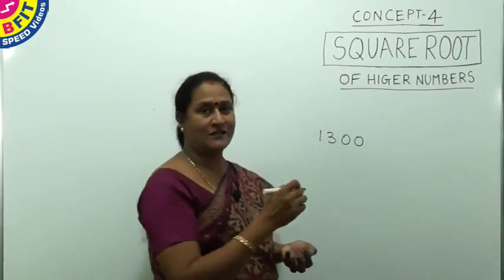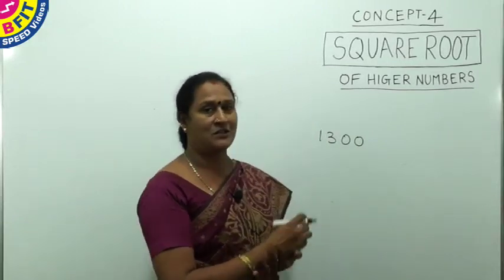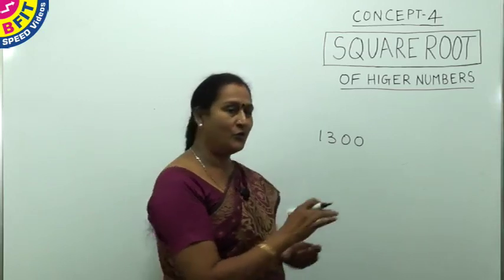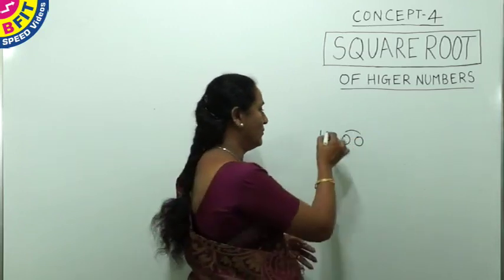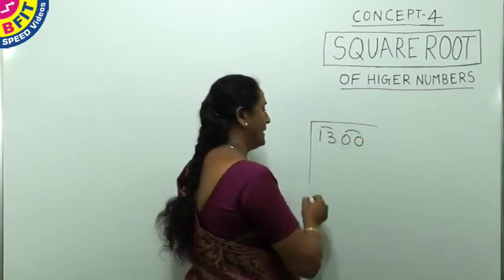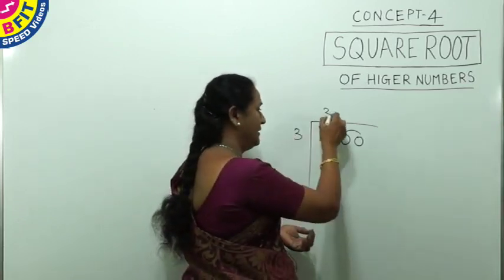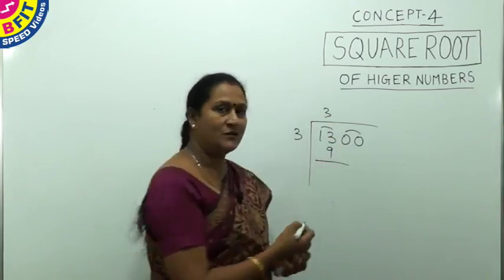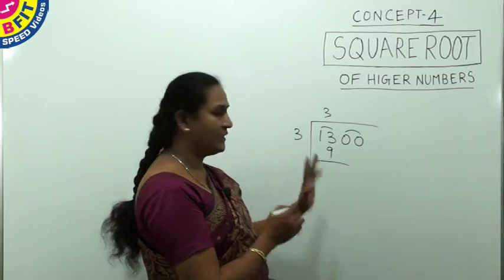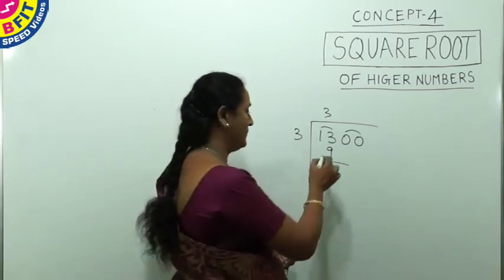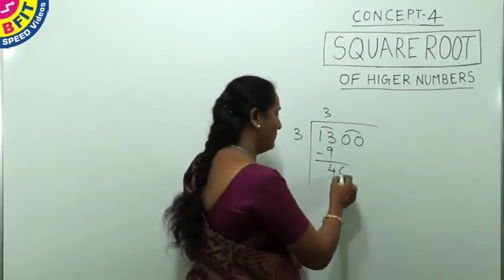We can follow the same division pattern to find the number that has to be subtracted. For that we will group the numbers. As we have here 1300, group it as 13 and 00. And what is the square number contained in 13? It is again 3. This question was asked in the previous exam: what is the number that has to be subtracted from 1300 to make it a perfect square? So the difference is 4, and bring the second pair down.